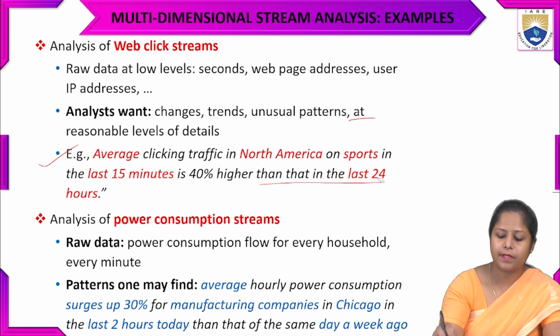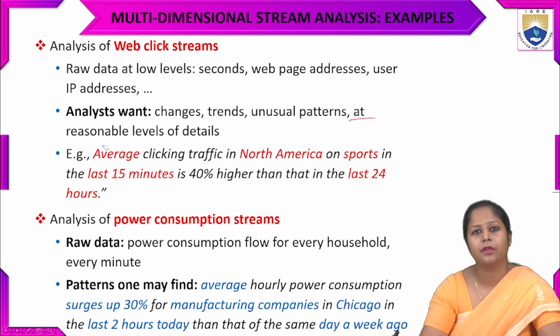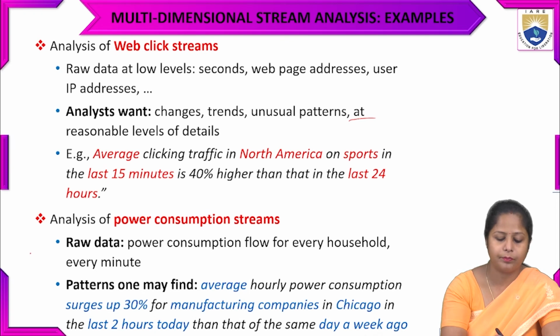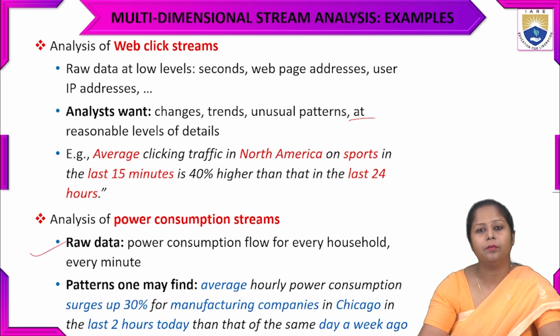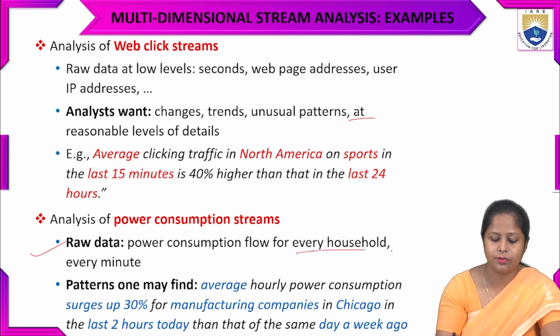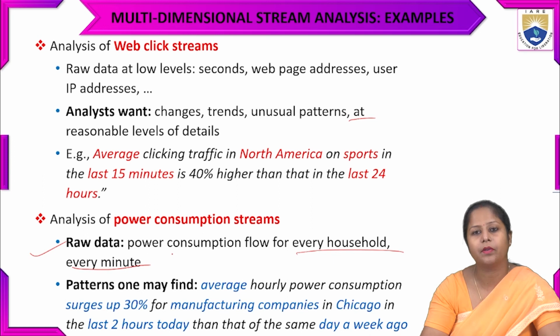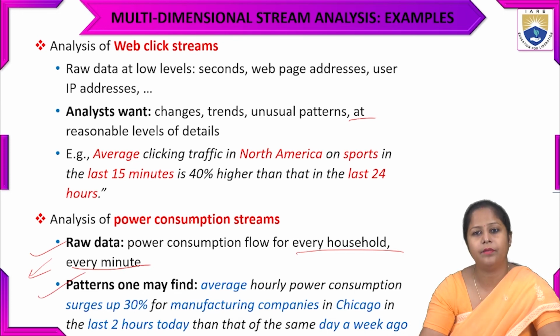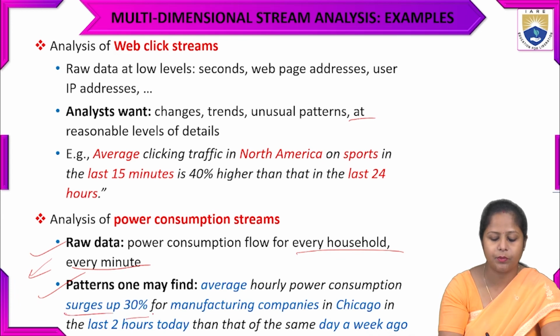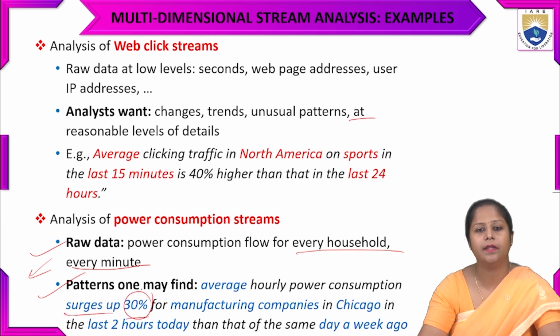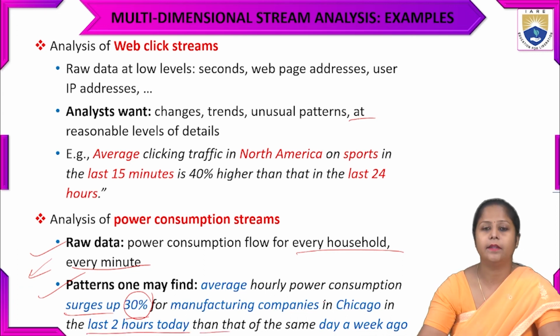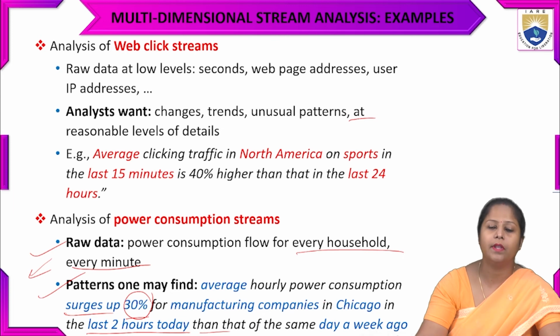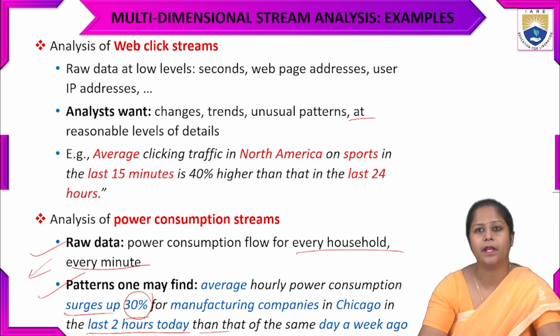The second is the analysis of power consumption streams. That is also a multidimensional data stream. Here the raw data is power consumption flow for every household every minute. As we know, the consumption flow changes as we use power, so that is the raw data as a multidimensional data stream. What patterns might one find? For example, average hourly power consumption surges up to 30% for manufacturing companies in Chicago in the last 2 hours today, compared with the same day a week ago. So that data is changing over the multidimensional stream.